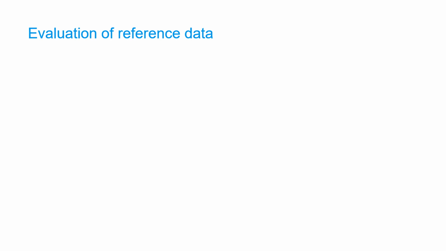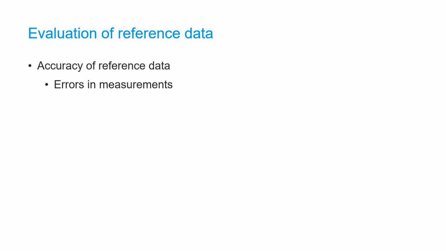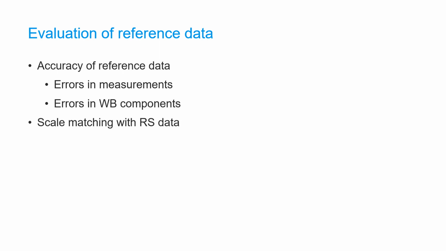Before validating RET and AETI data layers, we need to evaluate the reference data. Firstly, the accuracy of reference data needs to be assessed. This means estimating errors in measurements or water balance components and flagging measurements that are not reliable for validation. Secondly, it's important that both remote sensing derived data and reference data cover the same temporal and spatial range, and they are resampled to the same spatial and temporal scale. For this, metadata on the spatial and temporal scale of the measurement is needed.